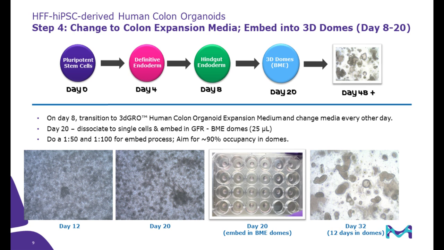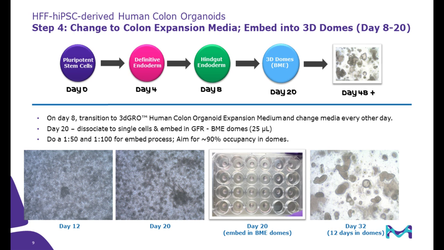On day 8, transition to 3D grow human colon expansion media. Change media every other day until day 20. On day 20, dissociate into single cells and embed in a 25 microliter growth factor reduced Matrigel dome. We recommend doing 1:50 and 1:100 dilutions first to determine the optimal number of cells to embed. Aim for approximately 90% occupancy in each dome.